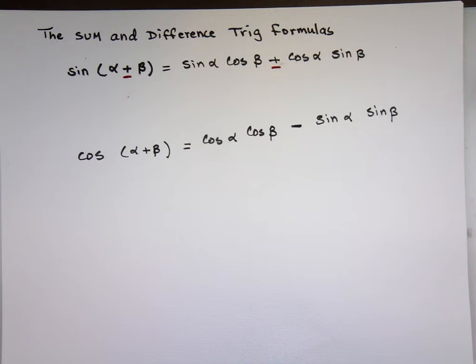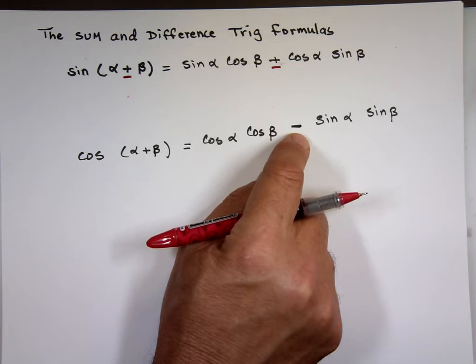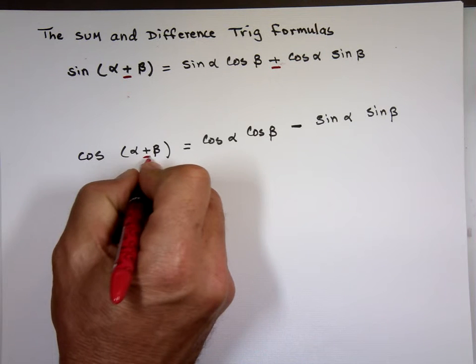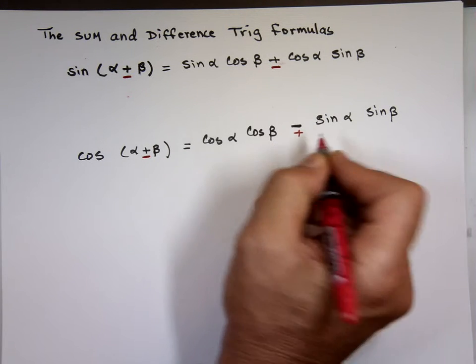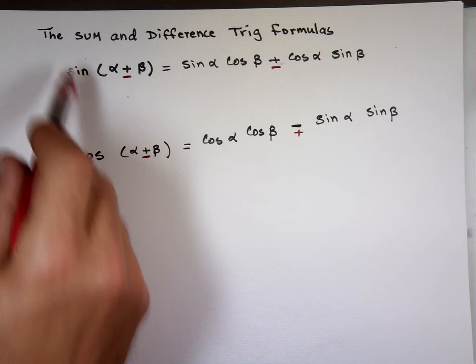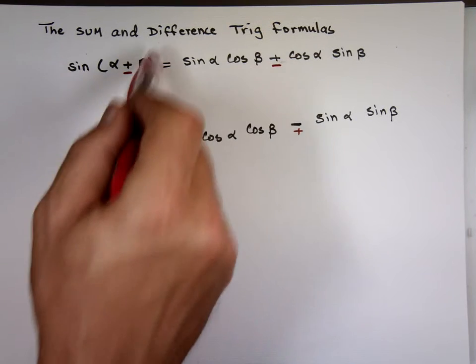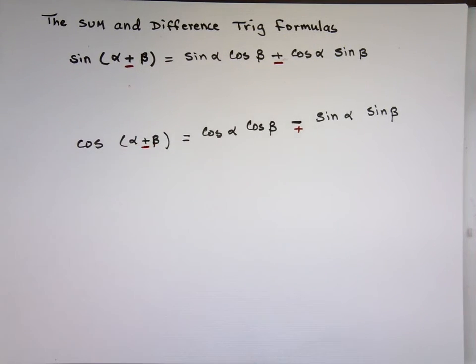The cosine, the same thing, but except when it's plus here, what was this sign? Minus. So when this is minus, that sign is going to be what? Positive. Everything else stays the same. So there's 4 of them. Sine alpha plus beta, sine alpha minus beta. Cosine alpha plus beta, cosine alpha minus beta.